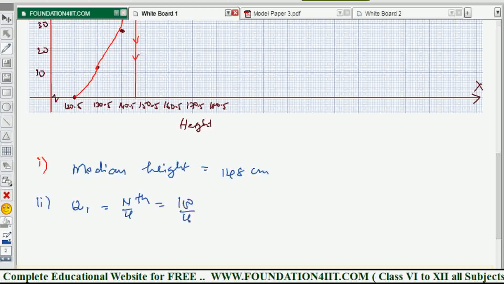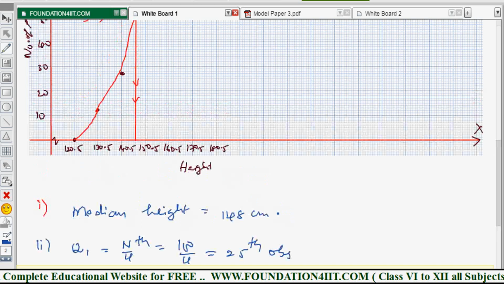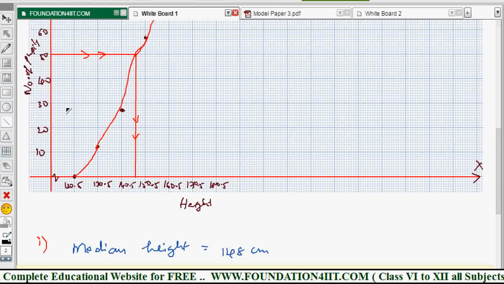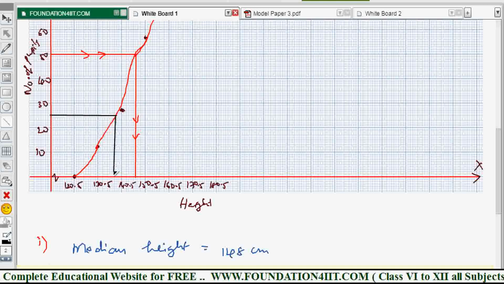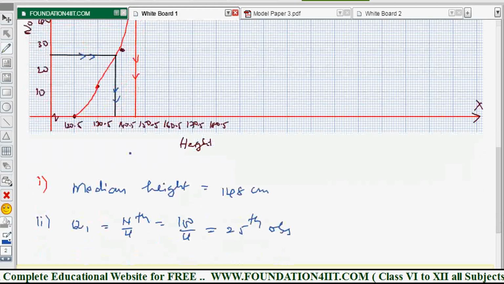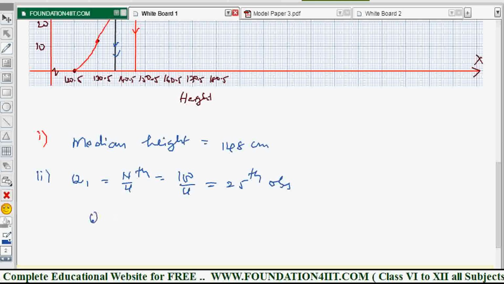So 100 by 4, that is the 25th observation. So from 25 you can take a straight line. So here, between 20 and 30, 25 is there. Take the straight line. From there you can draw down. It's around touching 138, approximately. So 138.5. Just join this. Now the 25th. So therefore Q1 is equal to, from the 25th observation, 138.5.